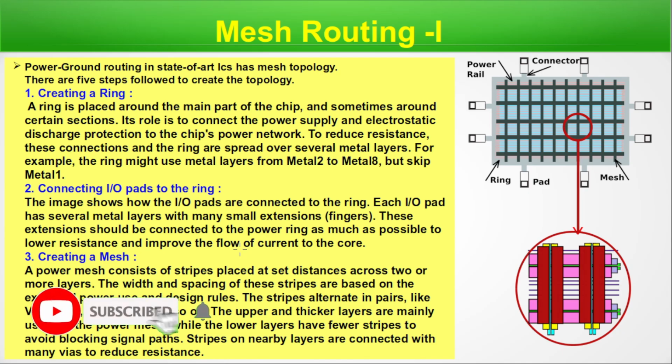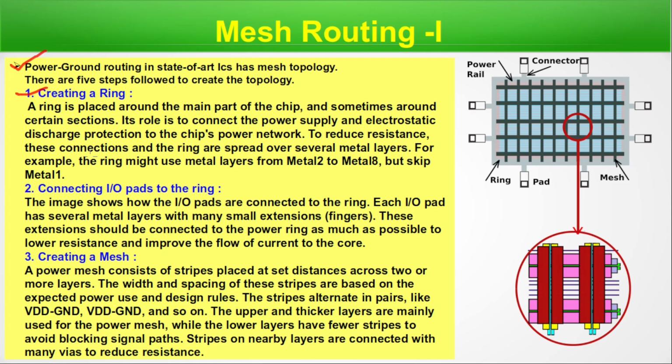Mesh routing. This is another method. Power ground routing in state-of-the-art ICs has mesh topology. These are 5 steps followed to create the topology, starting with creating a ring. A ring is placed around the main part of the chip and sometimes around certain sections. Its role is to connect the power supply and electrostatic discharge protection to the chip's power network.